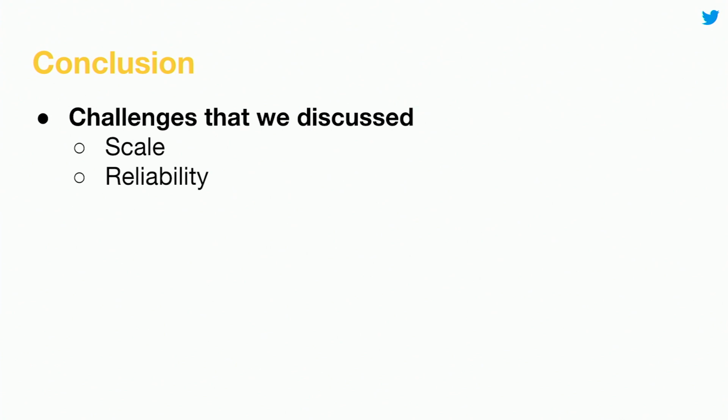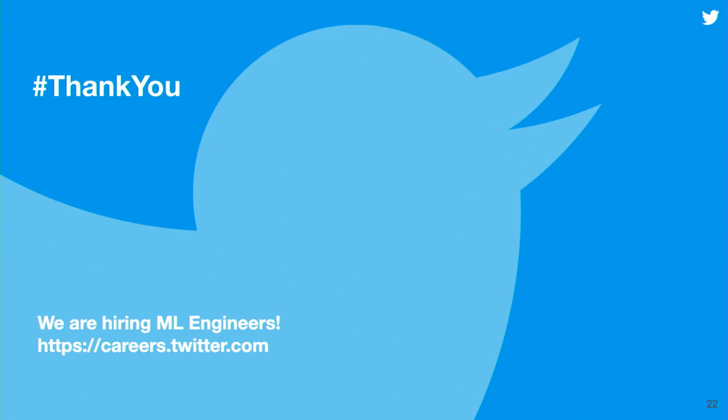So, in conclusion, we discussed some of the challenges and some of the uniqueness of the Twitter ecosystem. We talked about scale, reliability, and some of the things that work for us.